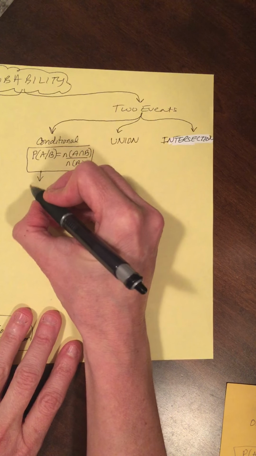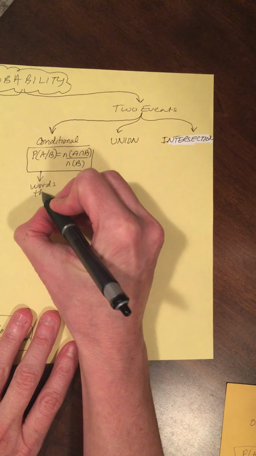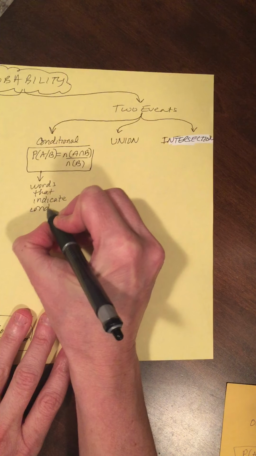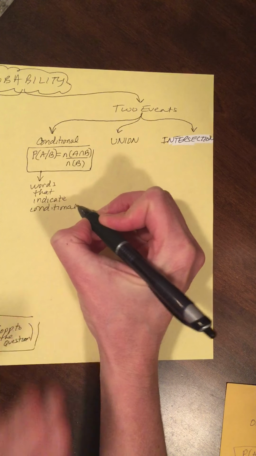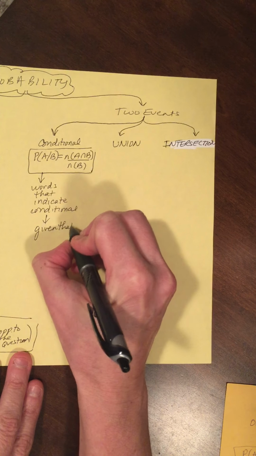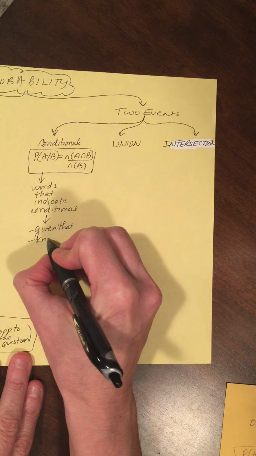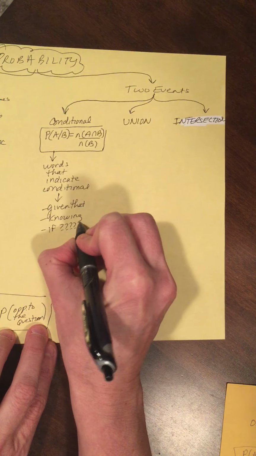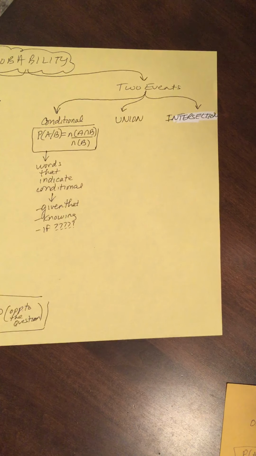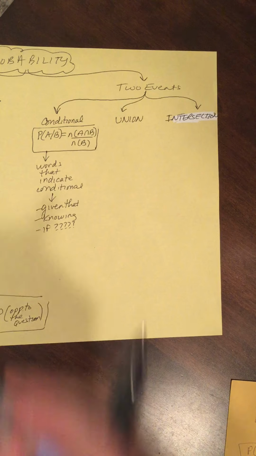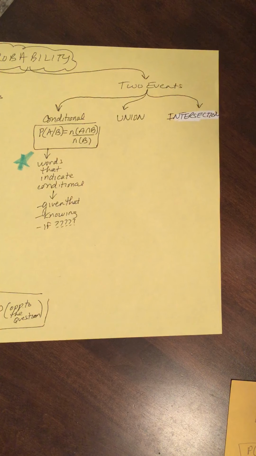And words that indicate conditional are given that, knowing, and I'm going to put down if, but I want you to be real careful with if. If is one of those words that you got to be really, really careful with. Okay, given that and knowing are classic conditional wording. Let's put a star. You know you're getting a conditional.